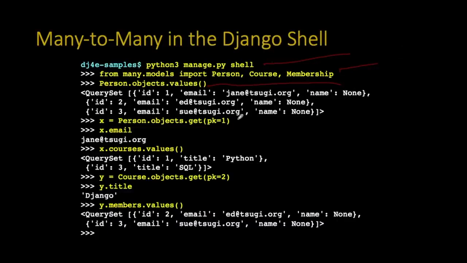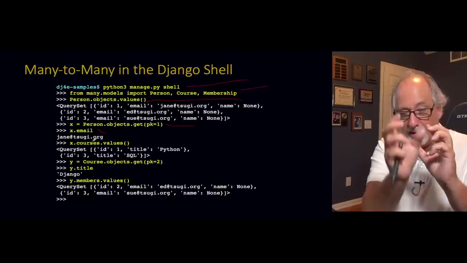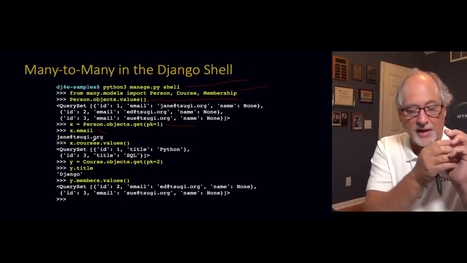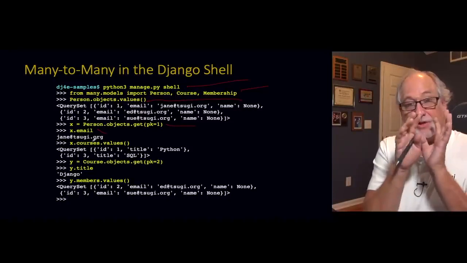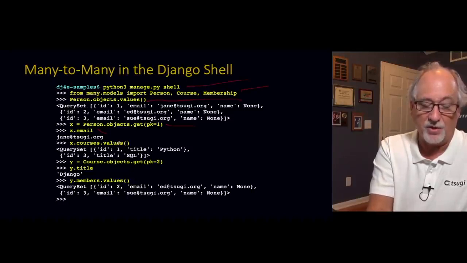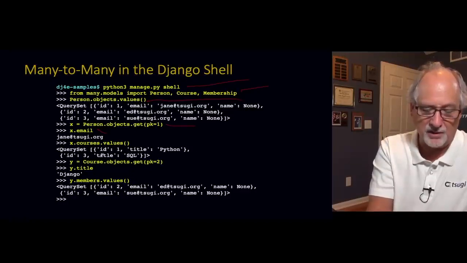We can retrieve pk equals 1. pk stands for primary key. Say get the first person. What's their email? That'd be Jane. We can say, for Jane, what are the courses? The courses is that virtual set that is querying the join table, the through table, and pulling it out, but we don't think about it that way. We just think, oh, this is a magic set that's always there. So x.courses.values says, what are the courses that Jane is a member of? And Jane is a member of Python and SQL.